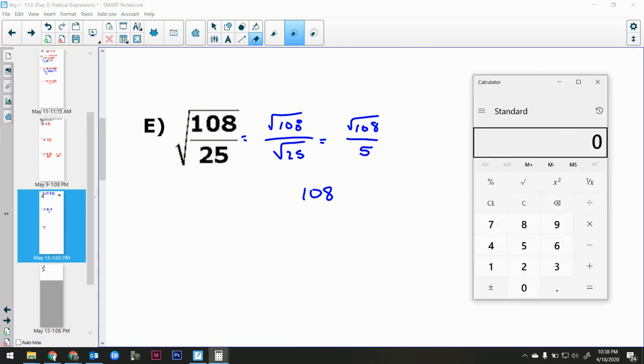Let's check and see. Okay, I said no factor trees, but let's see. Does 108 divide by, let's check. What's a perfect square? It's not going to divide by 100, not going to divide by 81. 6 times 6 is 36, or 8 times 8 is 64. No. 49.